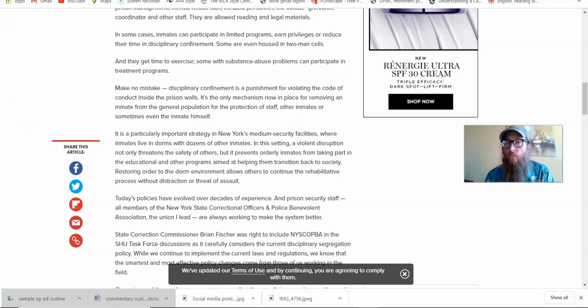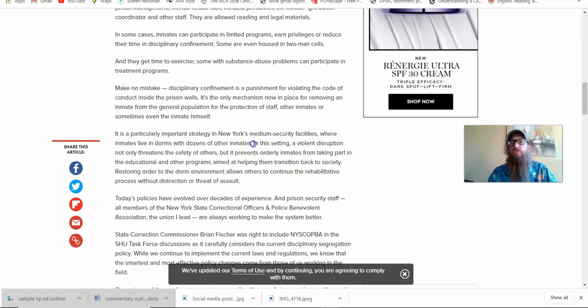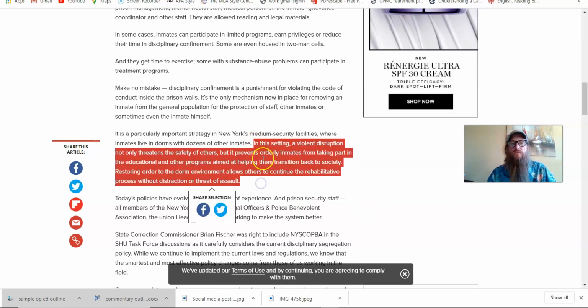Okay, let's look at one more point of support from Rowe. Here he says, solitary is a particularly important strategy in medium security facilities. Again, this is a claim, right? You could see some readers saying, no, we don't need it there. We only need it for the worst people, right? In maximum security. And he says, let me show you why. Let me use the rest of this paragraph to show you why.